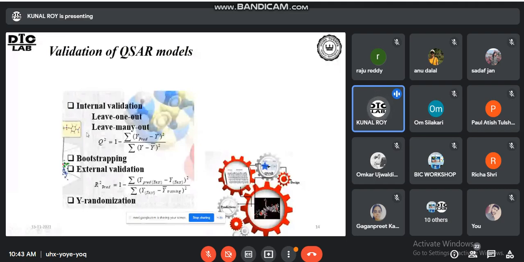So this validation approach is applicable to QSAR, and this validation can also be used where we get the predictions from read across. The same formula you can use for read across also.